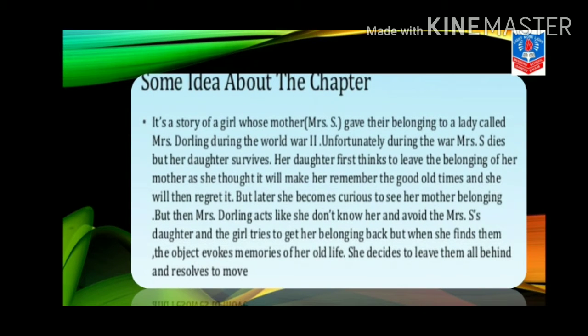Students, let's have some idea about this chapter, this story, The Address. It's a story of a girl whose mother, Mrs. S, gave her belongings to a lady called Mrs. Dorling during World War II. Unfortunately, during the war, Mrs. S dies, but her daughter survives. Her daughter first thinks to leave the belongings of her mother, as she thought it will make her remember the good old times and she will then regret it.